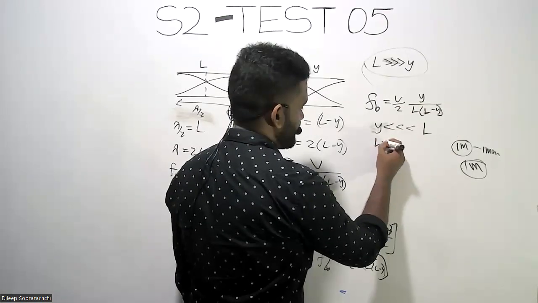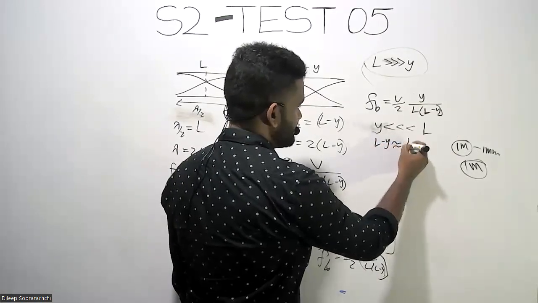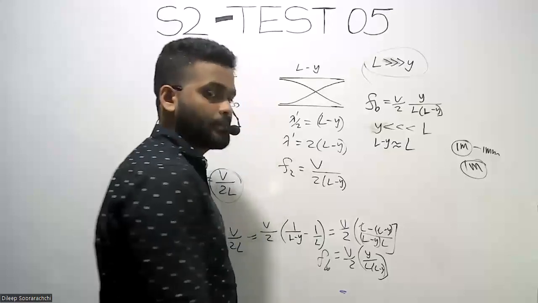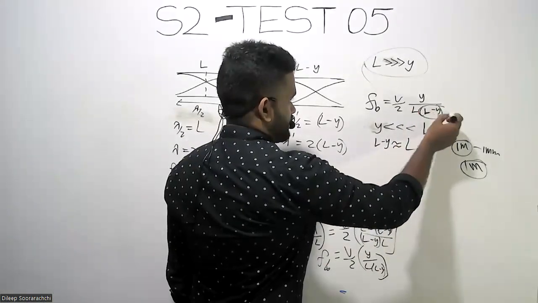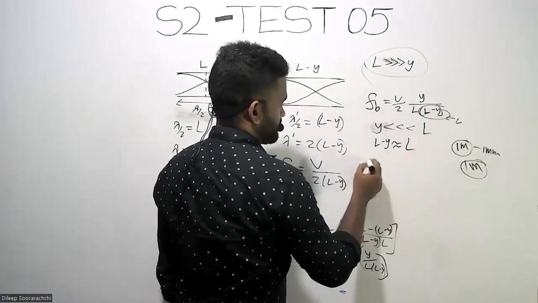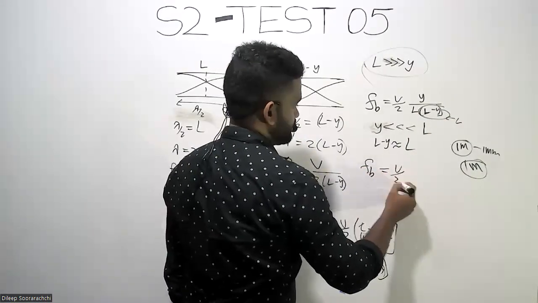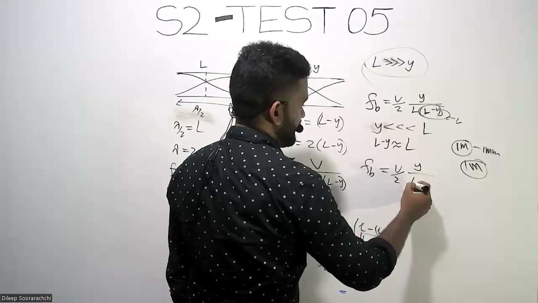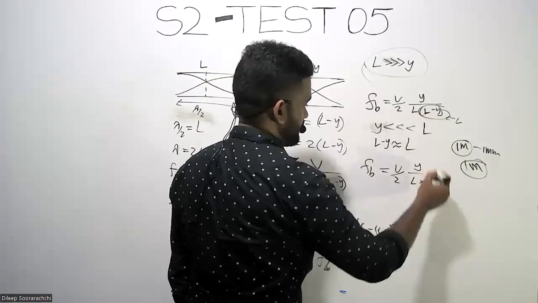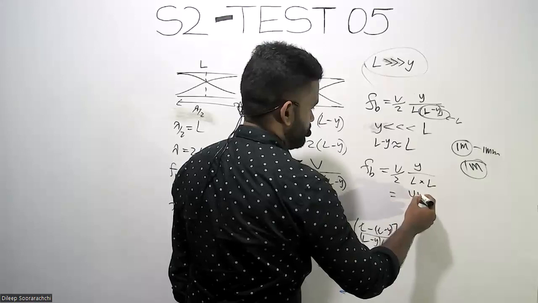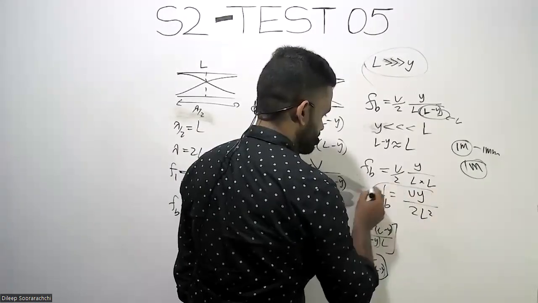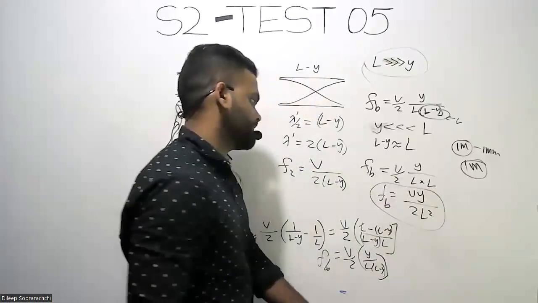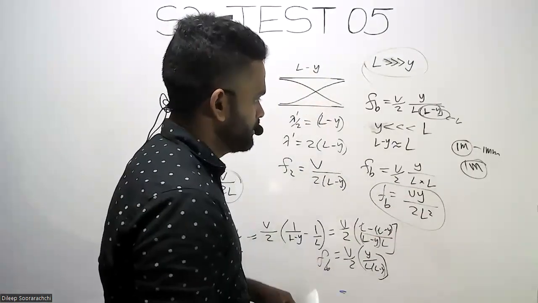Similarly, L minus Y is approximately capital L. So instead of this one, I can put capital L. So FB is V over 2 Y divided by L. This also is capital L. Vy divided by 2L squared. This is the beat frequency. Vy divided by 2L squared.